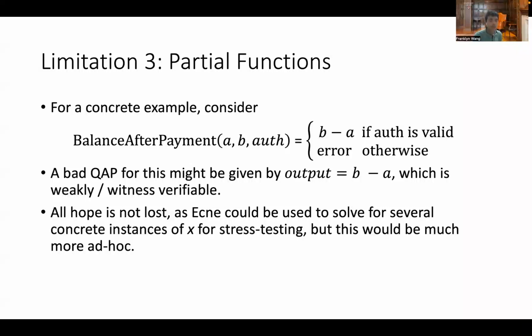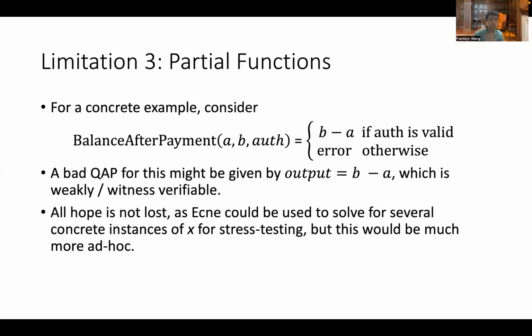And once you've solved for the witnesses, maybe you can see that, okay, there are no solutions in this case. And you might match that when the authentication is invalid. So you could do this in a lot, again, kind of a stress testing fashion. And Ecne will kind of make this possible. It doesn't really directly support this, but knowing the equation structure will help you stress test better.